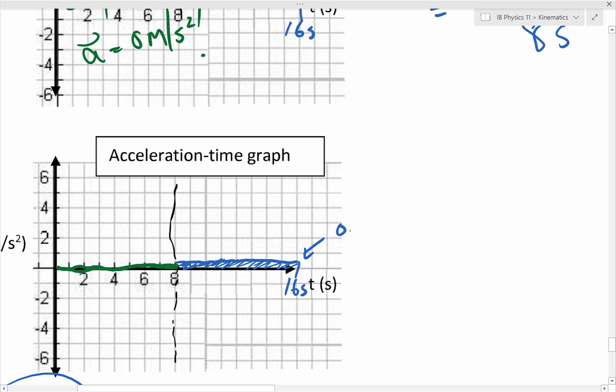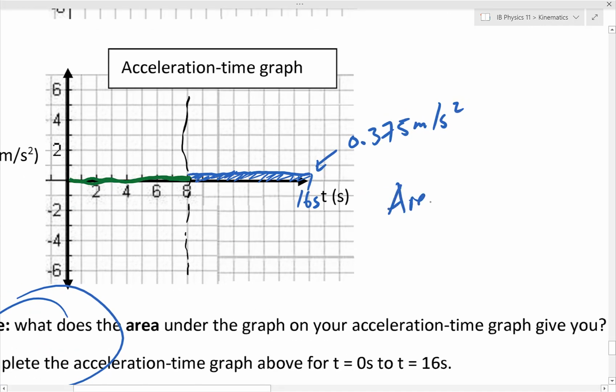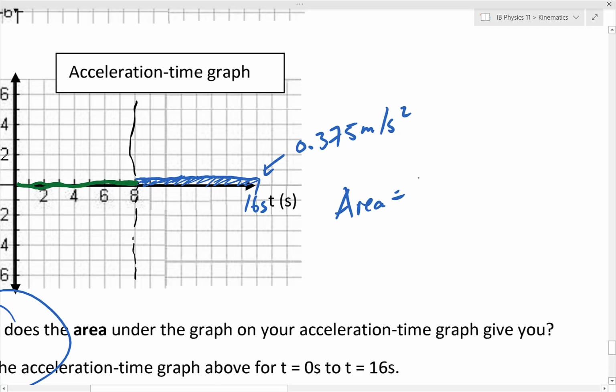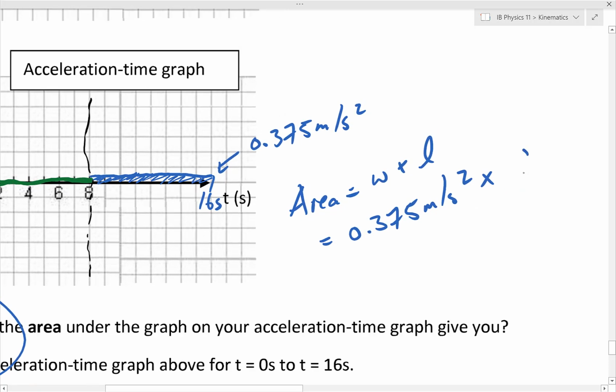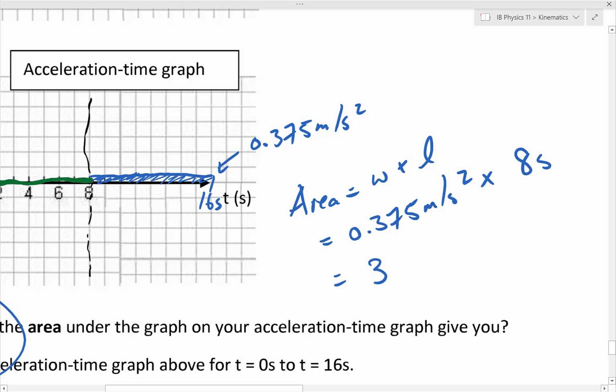And just to remind us, the acceleration is 0.375 meters per second squared, okay? So if we want to find this area here, for a rectangle, this is our width times our length. Our width, let's say it's how high the rectangle is, meters per second squared, times the length, which is 8 seconds. I'll use a calculator so we can see, 0.375 times 8, giving us 3. That's 3. And what are the units?